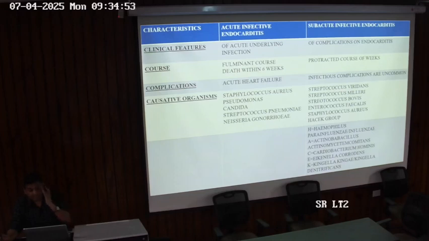While the subacute is a protracted case, over weeks, there is a chance of other complications of endocarditis, like autoimmune mechanism complications, which are more common.